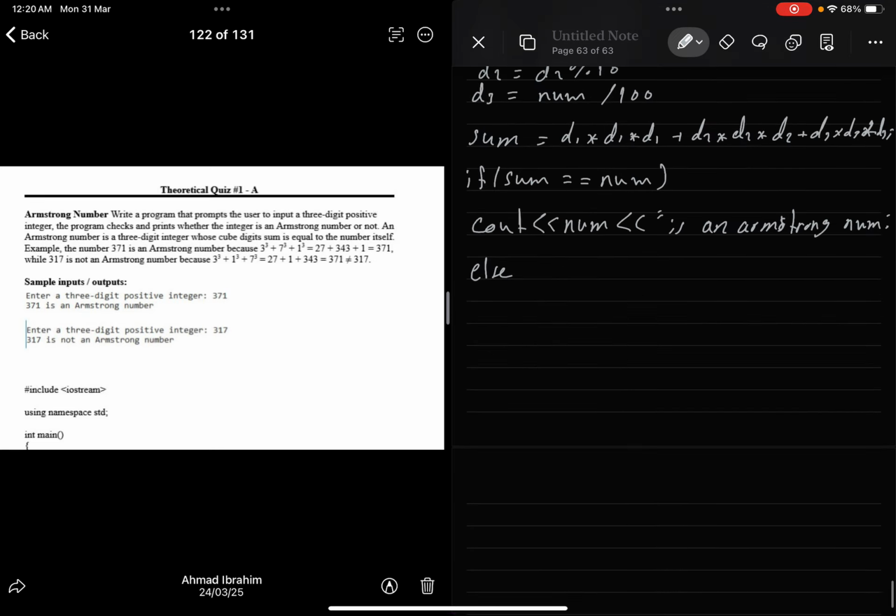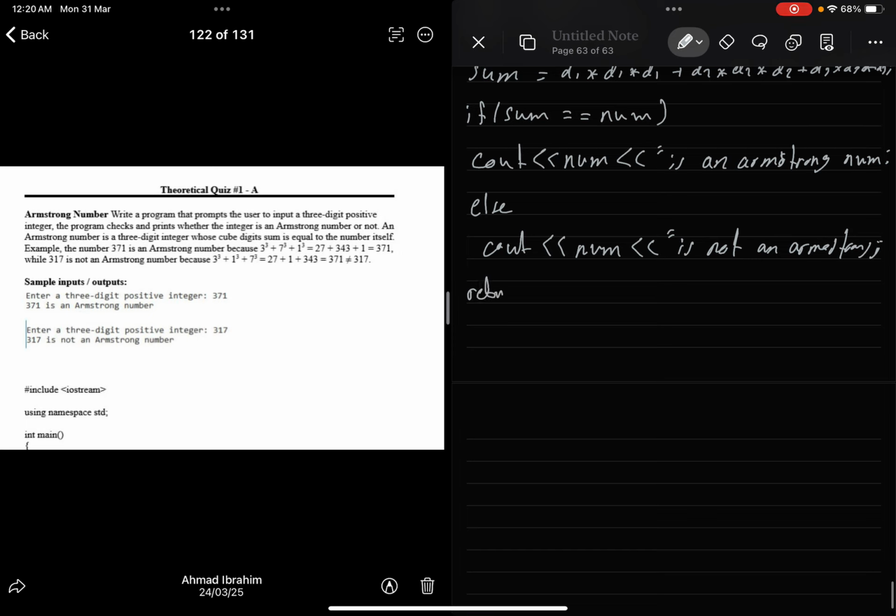Else, if the sum doesn't equal the num, it will be "is not an Armstrong number." Here we have return 0, and we close the bracket. So this is the end of part 1. Part 2 will also be 3 questions, and part 3 will be 3 questions.